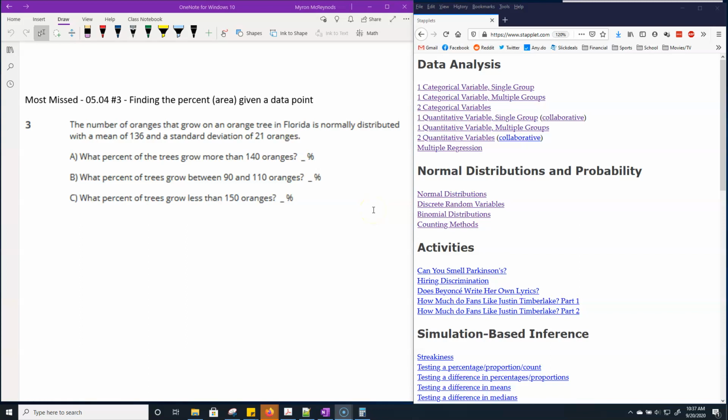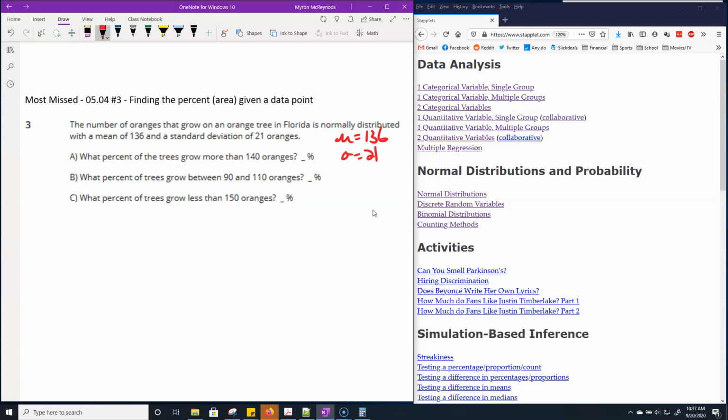All right, class, another of our most missed for Chapter 5 is from the 5.4 assignment, number 3. And this type of problem is finding the percent or area given a data point. So it'll be a normal distribution where we have the mean of 136. So I have my mean is 136 and my standard deviation is 21.